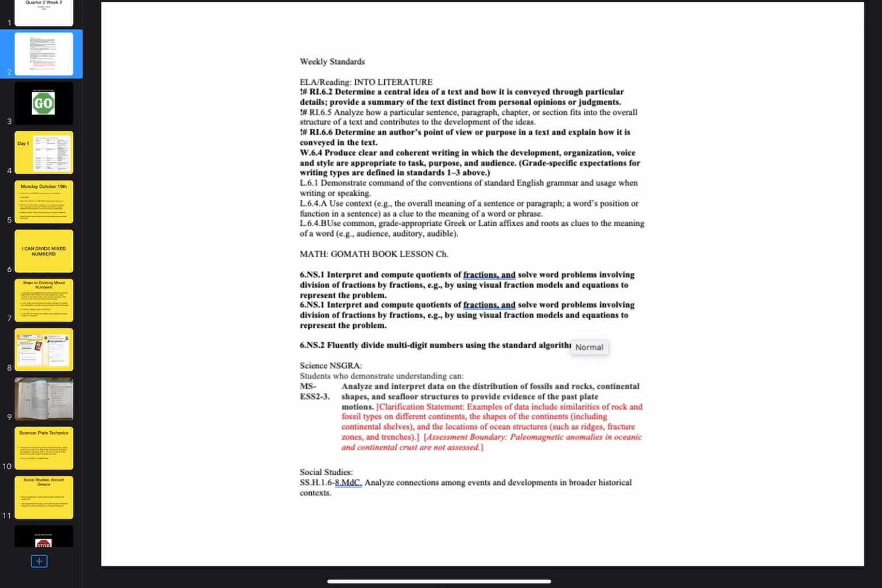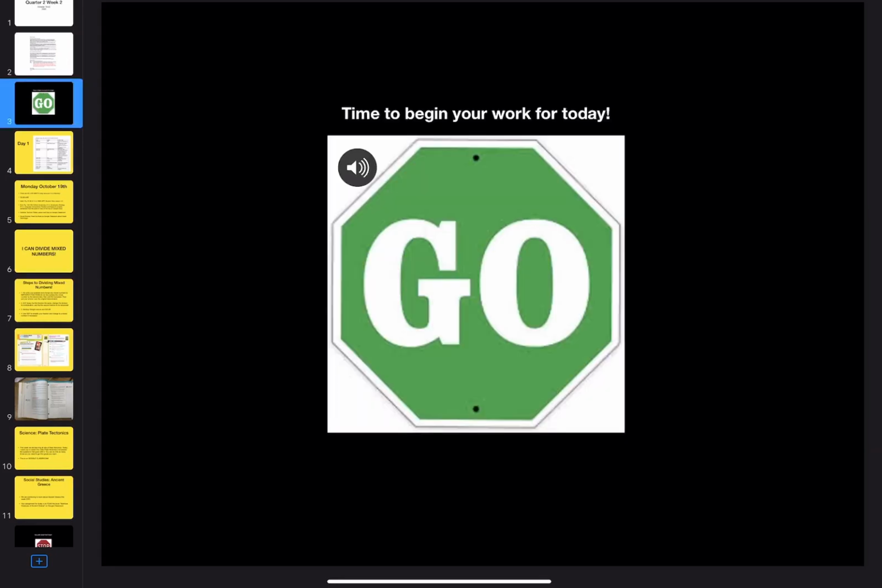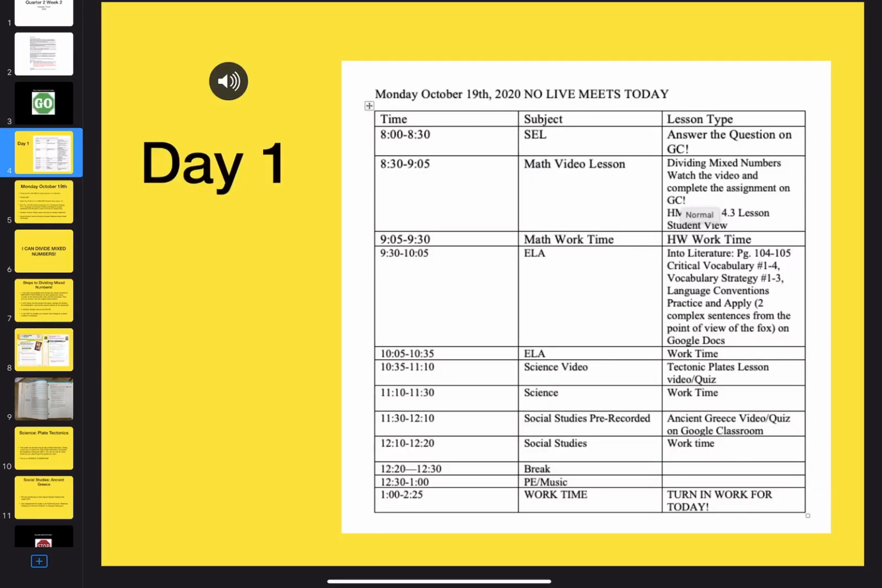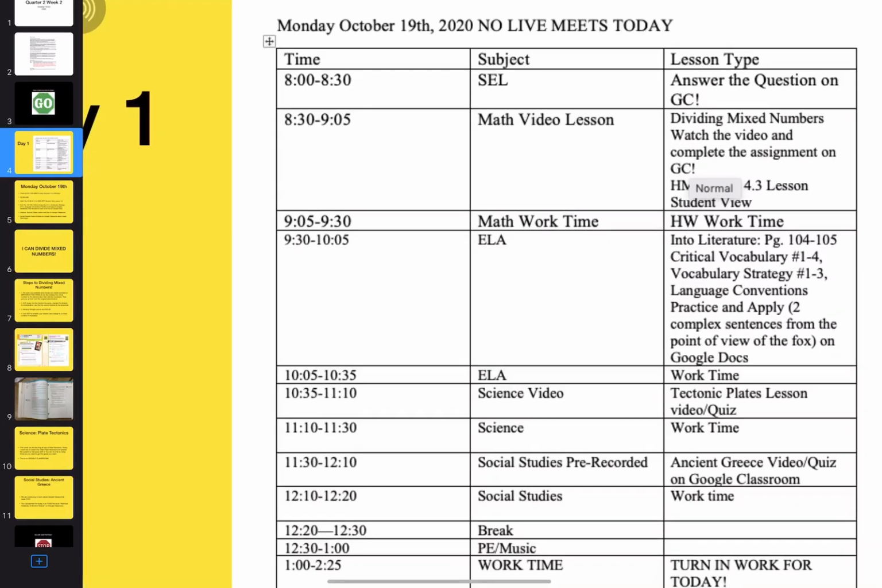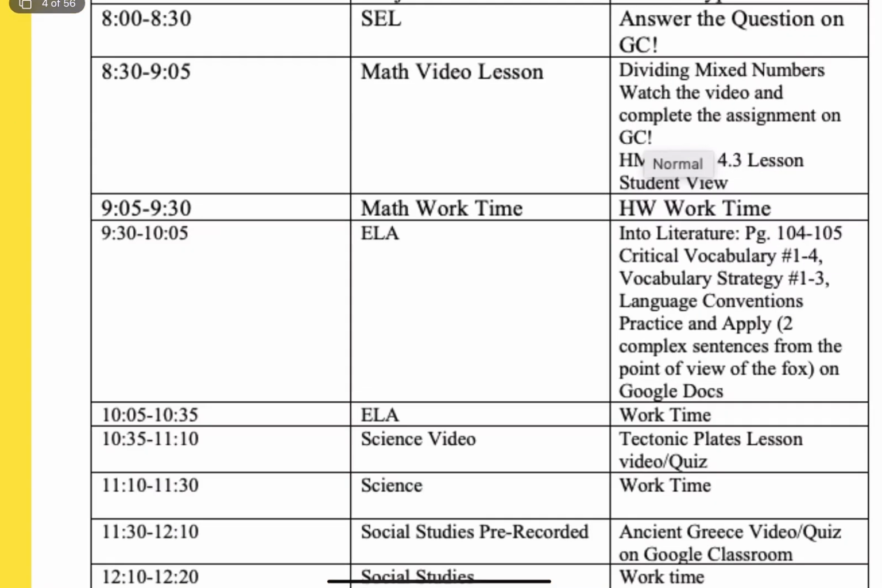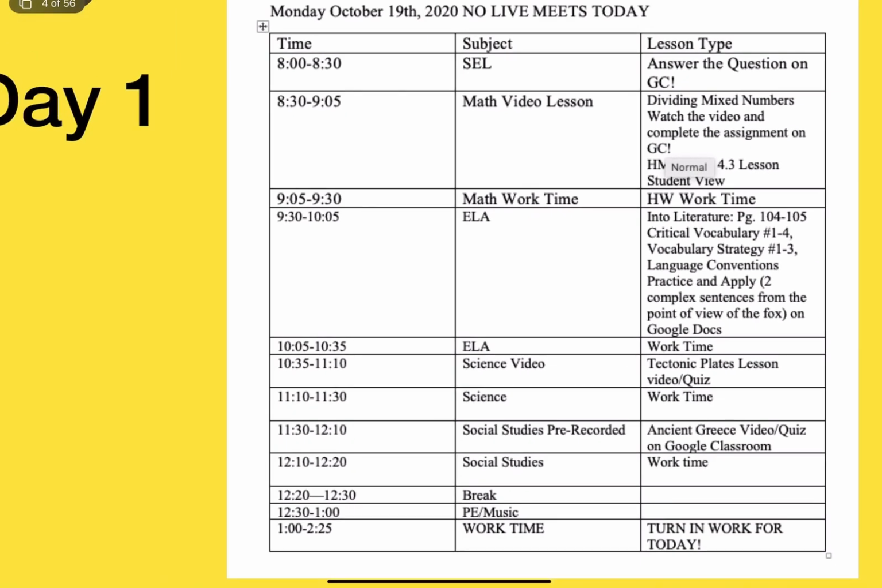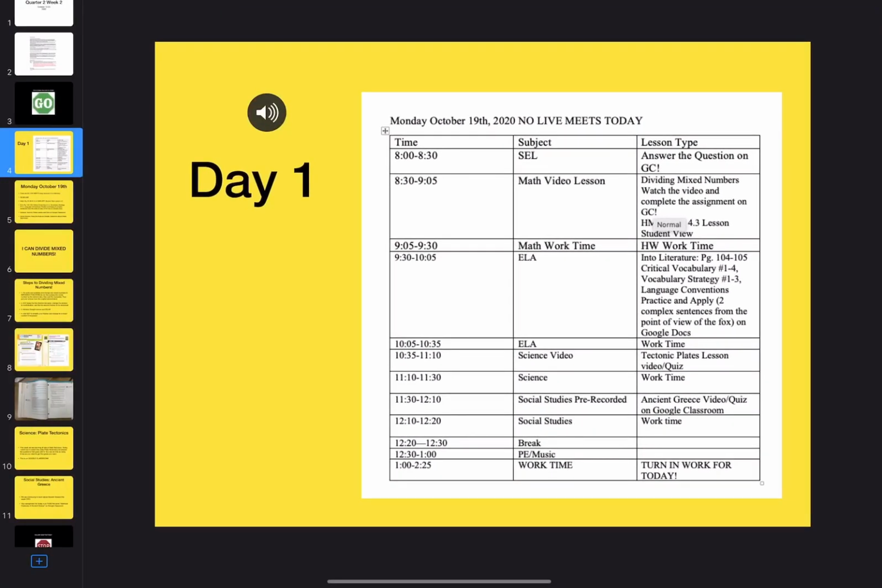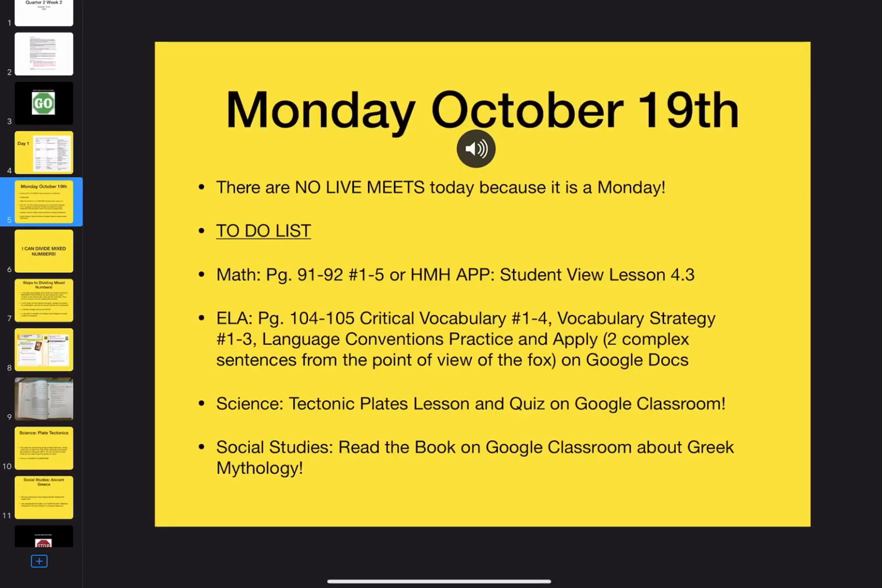So these are just our standards. That's why we do what we're doing. And then day 1, we make a joke. I always make this form for you every week, and nobody laughs or nobody reads it, and we laugh about it on Friday. But this does have what you should do at what time and what your assignment is. And then I have a to-do list because this can be pretty overwhelming. So it tells you your math, your ELA, your science, and your social studies.